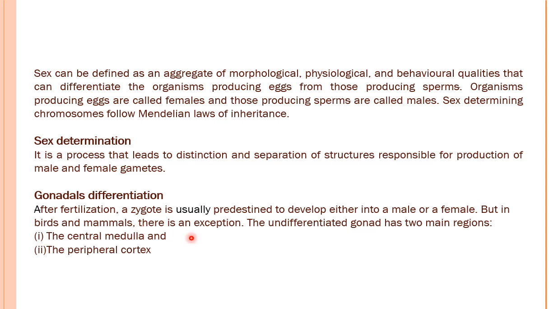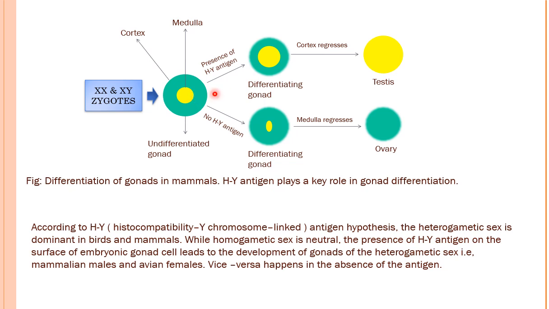Gonadal differentiation. After fertilization, a zygote is usually predestined to develop either into a male or a female. But in birds and mammals, there is an exception. The undifferentiated gonad has two main regions, the central medulla and the peripheral cortex. Here we can see the undifferentiated gonad. The outer part is known as the cortex and the inner part is known as the medulla. In the presence of HY antigen, in this undifferentiated gonad, the cortex regresses and it develops into a testis. Now, if there is no HY antigen, in the differentiating gonad, the medulla regresses to form an ovary.